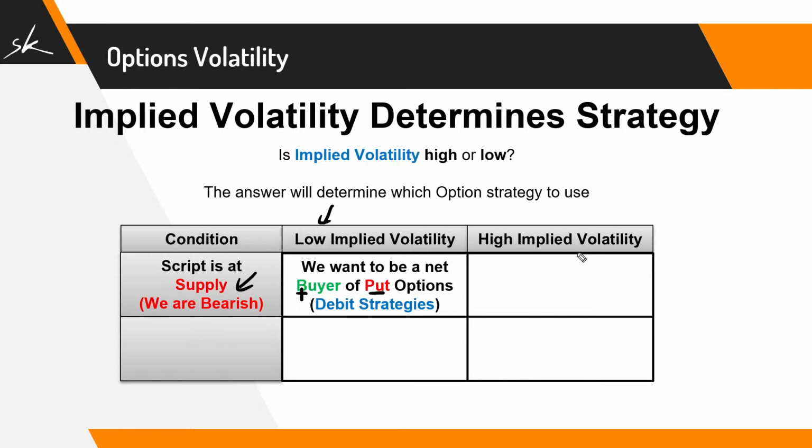This is going to be a debit strategy. Now, if the implied volatility is high, which means the options price is expensive, I would not like to buy expensive. Now I would love to sell expensive.